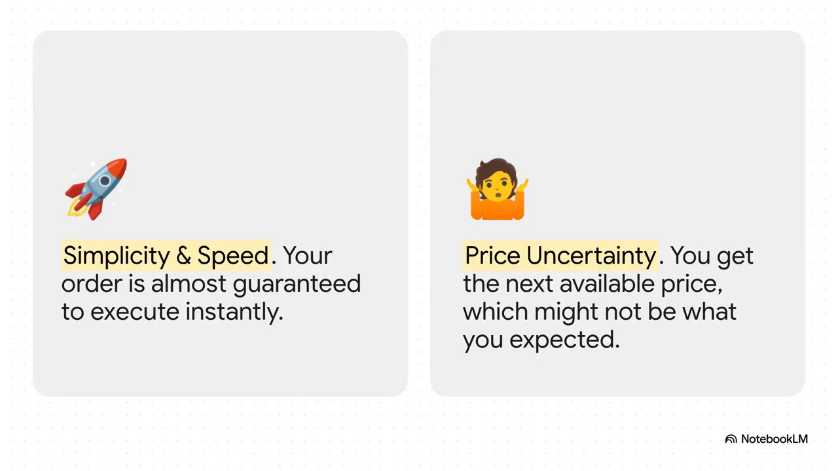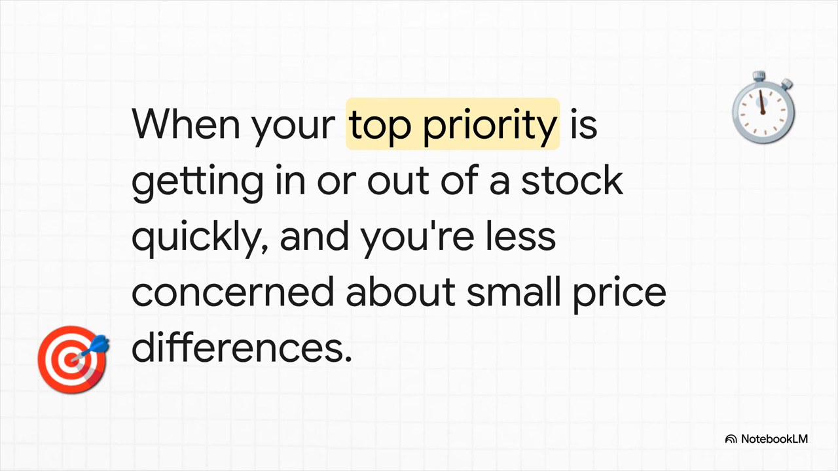And that brings us to the crucial trade-off. The big plus? It's simple, and it is lightning fast. Your trade is pretty much guaranteed to happen. But the downside is a big one. You have zero control over the final price. If the market ticks up or down in that split second between you clicking the button and the order actually executing, well, you're going to get that new price. We call that slippage. So when would you use this?